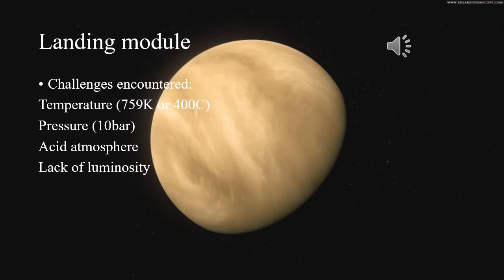A bit about the challenges we are going to face when designing the landing module, which is actually going to touch the surface of Venus. Well, the biggest problem we are going to encounter is the lack of luminosity. This makes it impossible to rely on renewable energy sources, so no solar panels or anything like this, because they will have no input. As such, we will have to rely only on batteries, which will provide a very short lifetime.